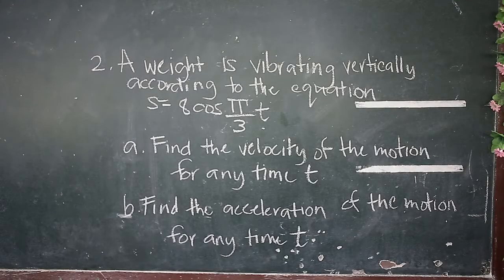And now we have another set of problems which involves velocity and acceleration. A weight is vibrating vertically according to the equation S is equal to 8 cosine pi thirds t. The first problem is to find the velocity of the motion for any time t. And the second problem is to find the acceleration of the motion for any time t.